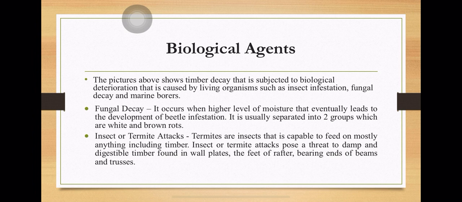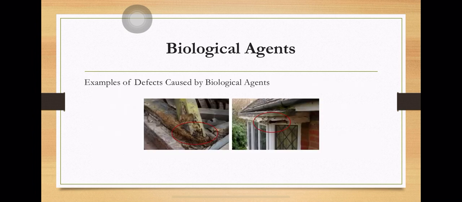It is usually separated into two groups, which are brown and white rots. Insect and termite attacks are by insects that are capable of feeding on mostly anything including timber. Insect or termite attacks pose a threat to damp and digestible timber found in wall plates, the feet of rafters, bearing ends of beams and trusses. So the explanation explains the defects that are caused by biological agents in these two pictures.